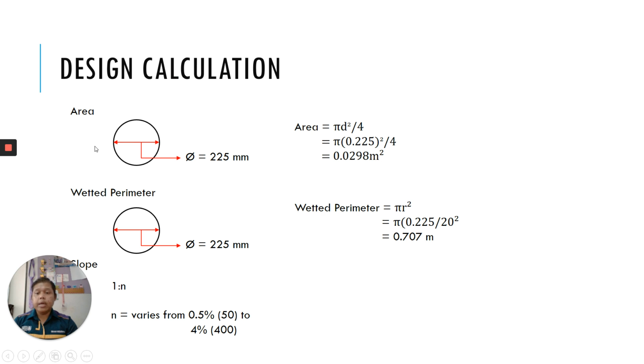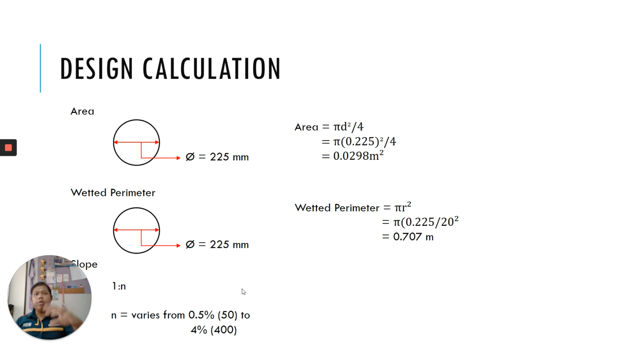Okay, so this is the area. Area is equal to pi d squared over 4, and then the wetted perimeter is pi d, and then the slope is 1 to n. It varies from 1 in 50 to 1 in 400. Normally I will use 1 in 200 for my beginning design calculation. It depends on the condition of the site. If it's really flat, sometimes we need a steeper slope compared to an area that has a different level of surface.